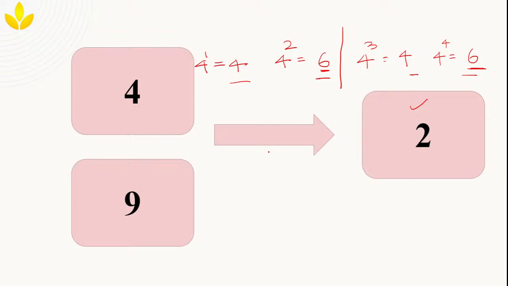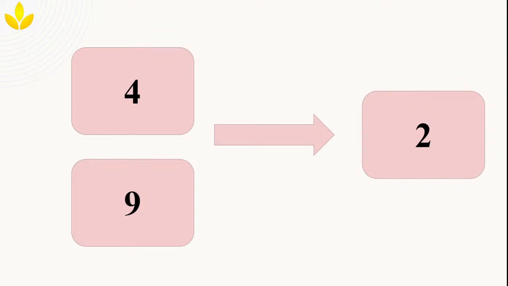Now, cyclicity for 9. Again, the cyclicity here is 2. How? 9 power 1 will give you 9. 9 power 2, what will you get? 81. The last digit is 1. 9 power 3, what will you get? You get the last digit as 9 again. So, what's happening? After the first 2 numbers only, it will start repeating. That's why the cyclicity is 2. Clear, guys? Okay. Now, let us go for the next set of numbers.